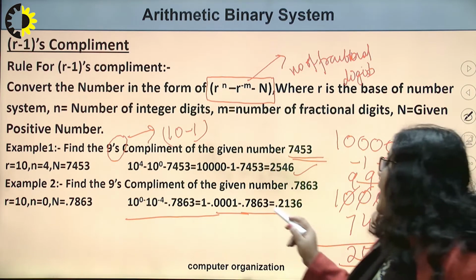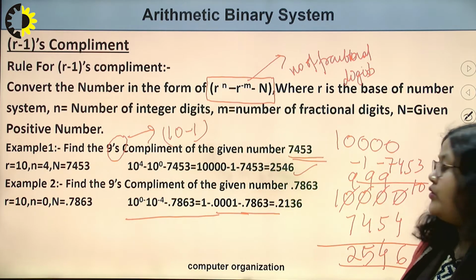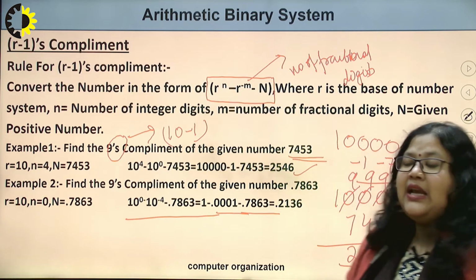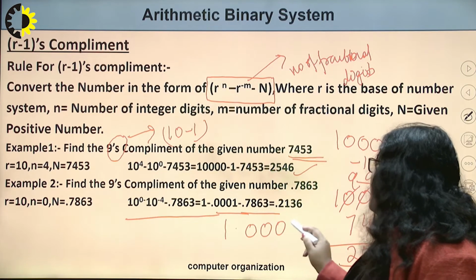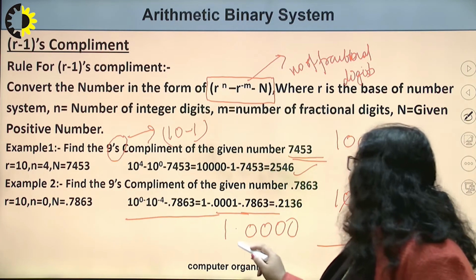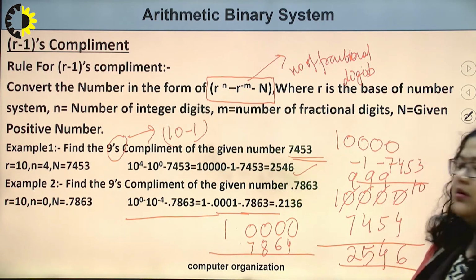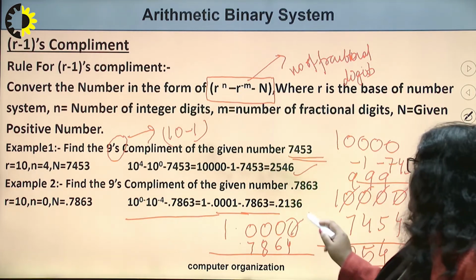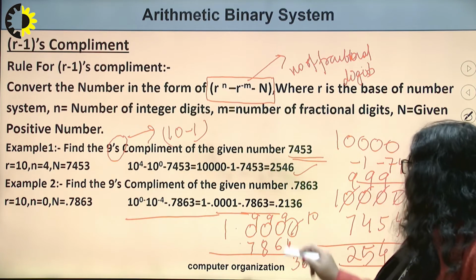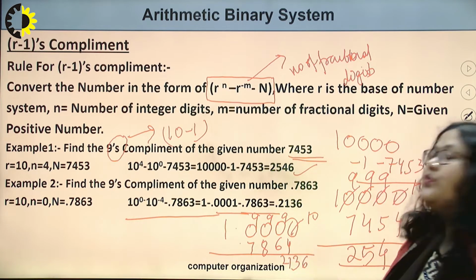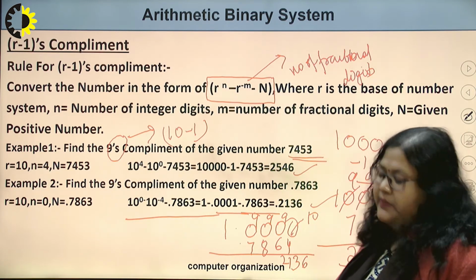We add 0.0001 to 0.7863, so it is 0.7864. Basically the number is 1.0000, because the fractional part has 4 digits, minus 0.7864. Now just subtract the number digit by digit from 9, 9, 9, 9. So it is 2, 1, 3, 6, that is 0.2136. So this is the answer, the R minus 1's complement form.